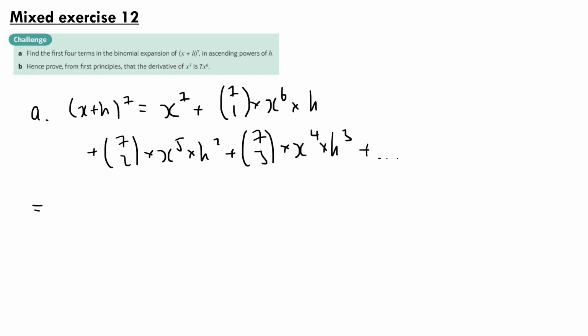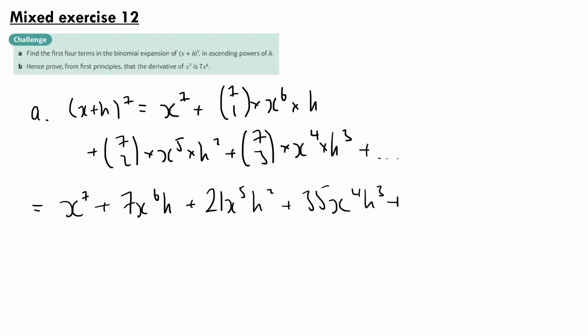So, simplifying, we get x to the power 7 plus 7x to the power 6 h plus 21x to the power 5 h squared and plus 35x to the power 4 h cubed, and so on. And that is our answer to part A.